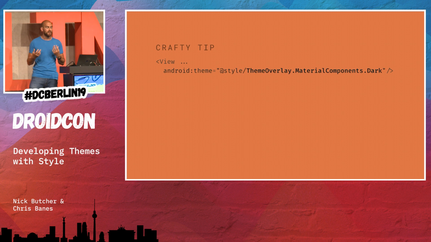And a tip here is there's a couple of theme overlays that are useful if you just want to toggle between, say, a light appearance and a dark appearance, like ThemeOverlay.MaterialComponents.Dark and .Light and so on.